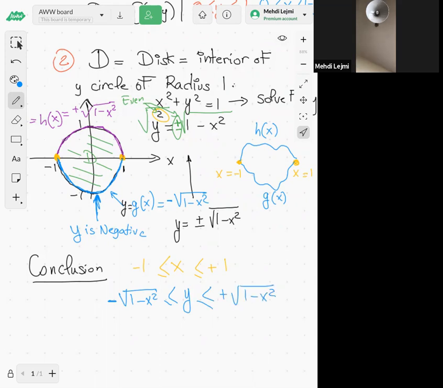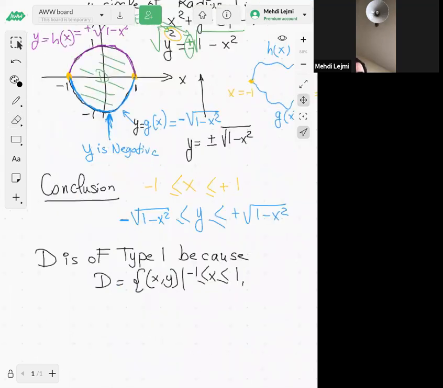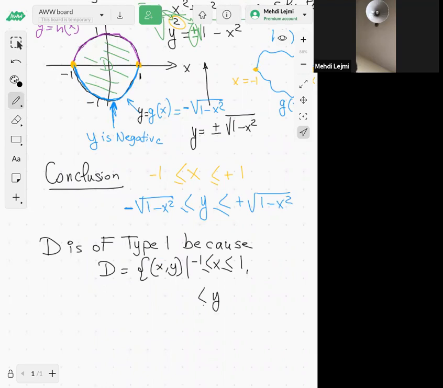All right. So we can say that D is of type 1, because we can describe D. D would be the set of points (x, y) with x between -1 and +1, and y between negative square root of 1 minus x squared and positive square root of 1 minus x squared.